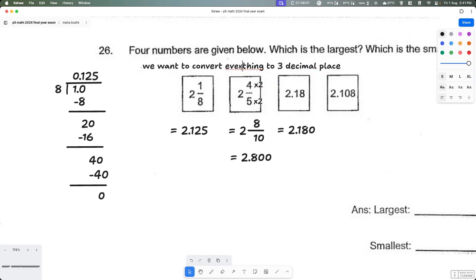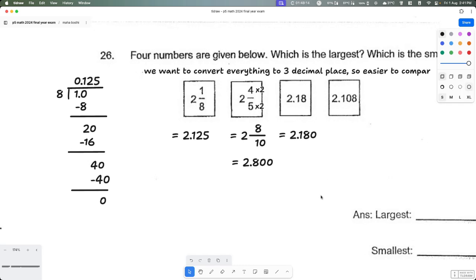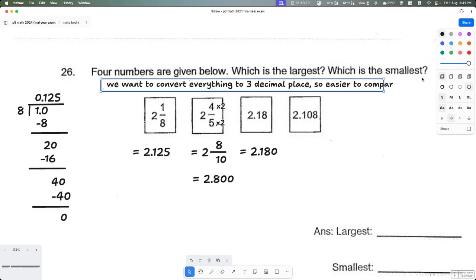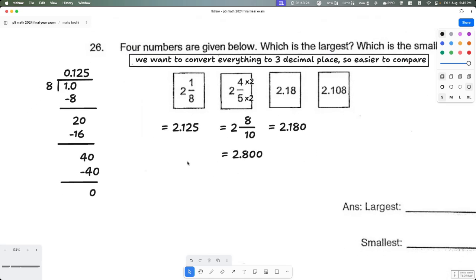Convert everything to three decimal places, okay, so it's easier to compare. In this case it will look something like this. All right, so I'm going to put this over here. Okay, so from here, yeah, 2.18. I'm just going to do this like this so it's easier.